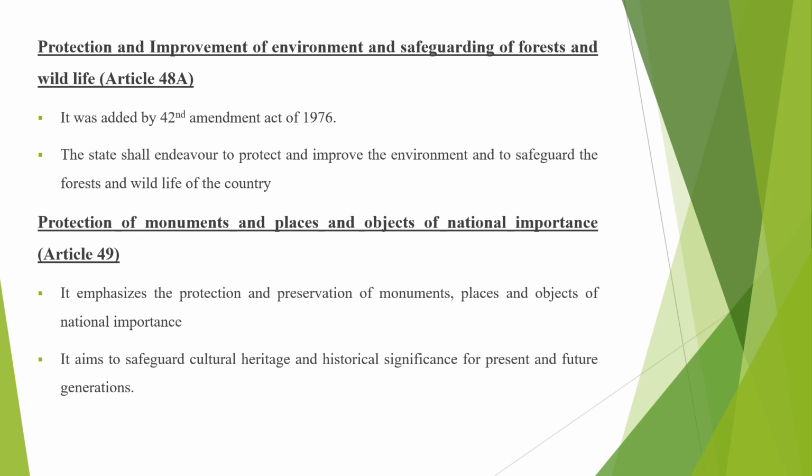So these monuments, places and objects tell the story of our past and help us understand who we are as a nation. By protecting them, we are also protecting our identity and preserving our cultural heritage for the future. So Article 49 is all about cherishing and safeguarding our cultural treasures. By protecting monuments and objects of national importance, the government can ensure that they remain a source of pride and inspiration for generations to come.